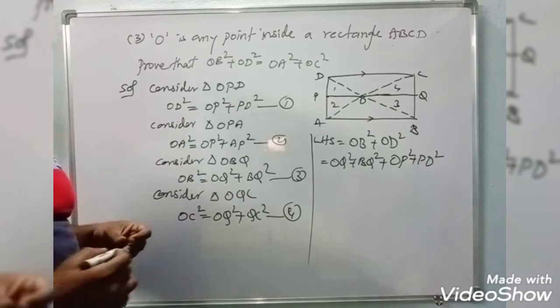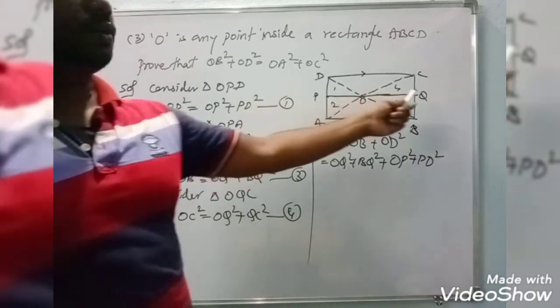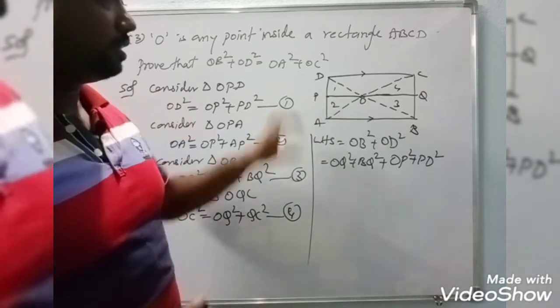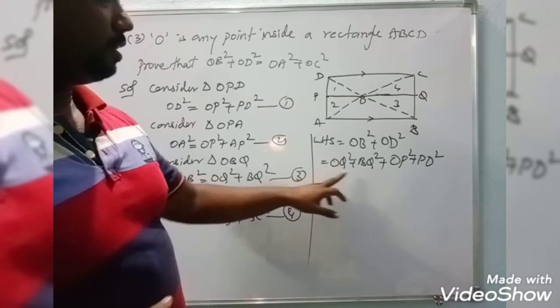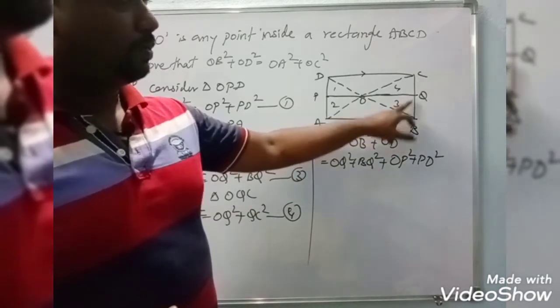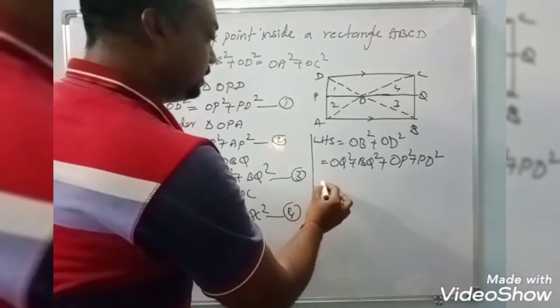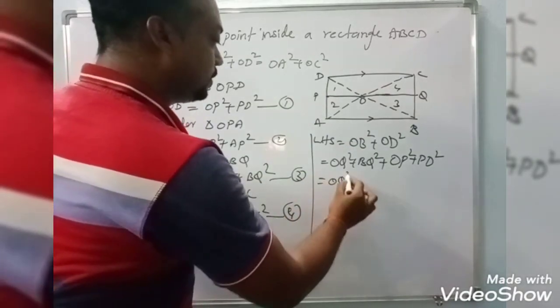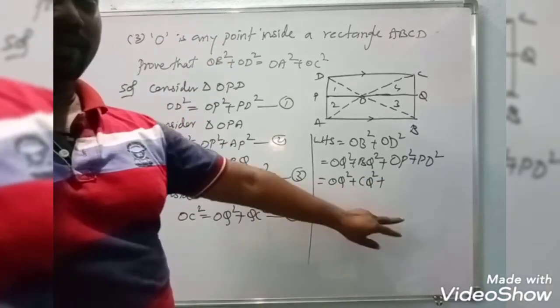Next after that, here onwards we have to see. Now already we know that P and Q are the midpoints. Midpoints in the sense these two sides are equal, right? Now here BQ is equal to CQ. So in the place of BQ I can write CQ, that is OQ square plus CQ square. Now the reason I will write in the last.